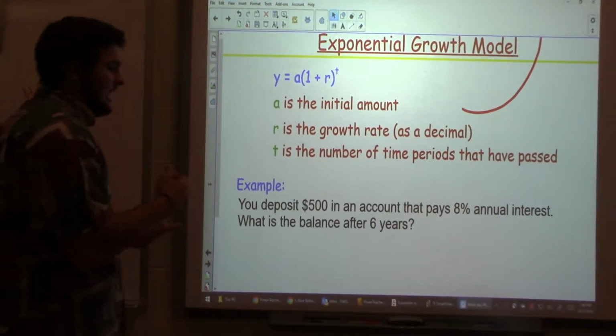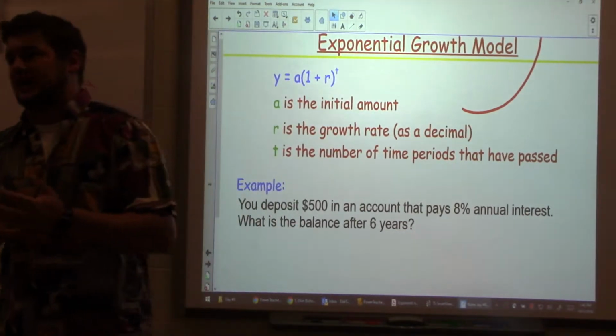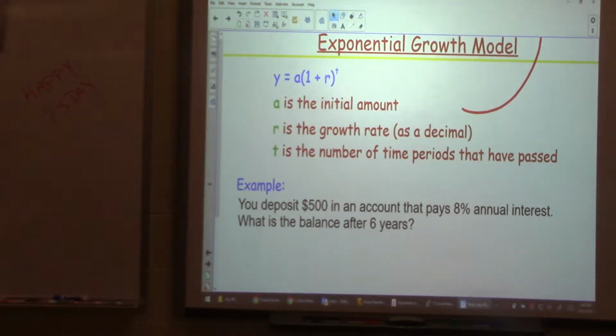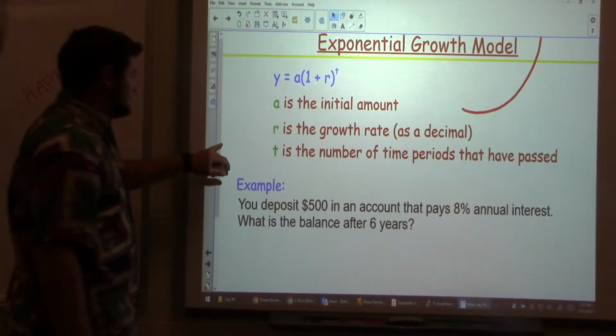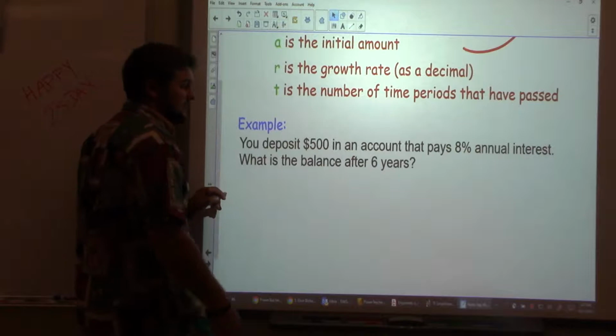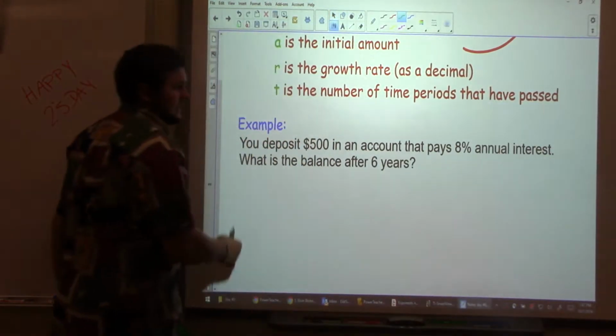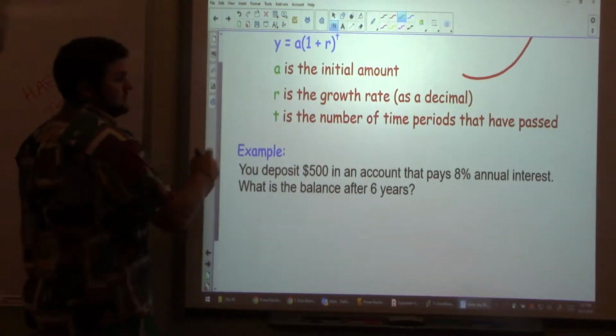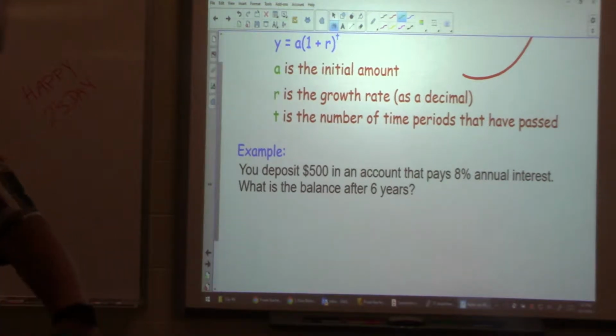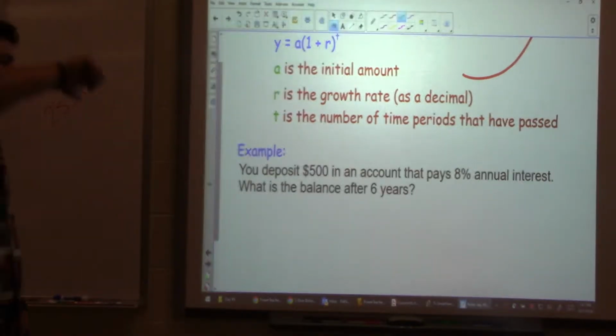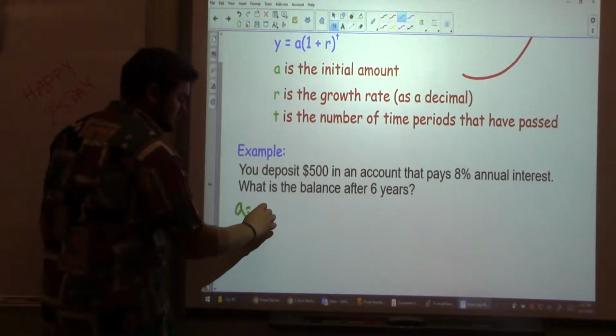Now, when we're doing problems, I would highly advise you write out A equals, R equals, T equals. That way you know what you're plugging into your formula. Do you have to do that? No, but I'm going to, and I would advise you to as well. So, first example, we're talking about depositing $500 in an account that pays 8% annual interest. What is the balance after 6 years? So first of all, what's my initial amount? How much am I putting in there? 500. So A equals 500.